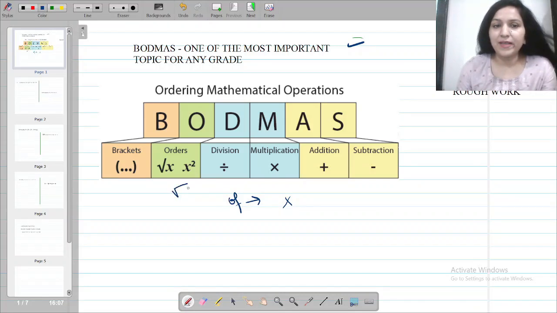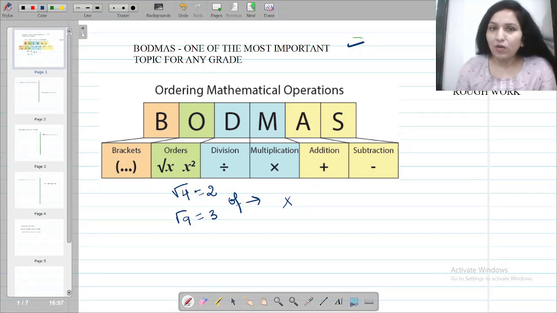The square root, for example, square root of 4 is equal to 2. The square root of 9 is equal to 3. So if any square roots are given, after bracket you solve the square roots. Other is square of the number. Square means the number multiplied by itself. For example, if I say 3 square, 3 square means 3 multiplied by 3, which is equal to 9. Correct? So after bracket, you have to solve orders, which includes of, square root or squares.